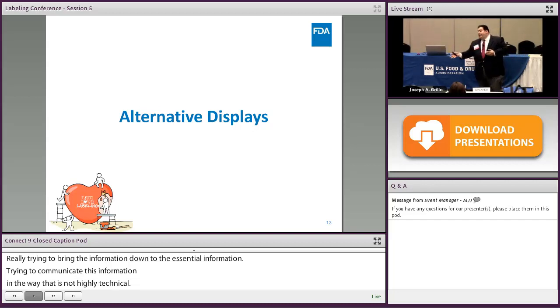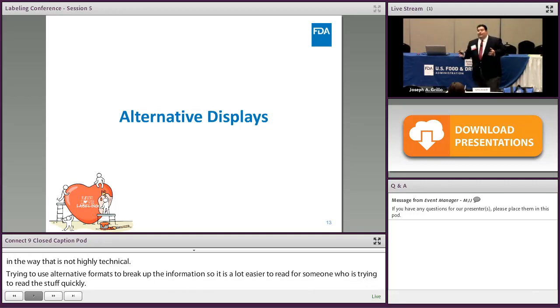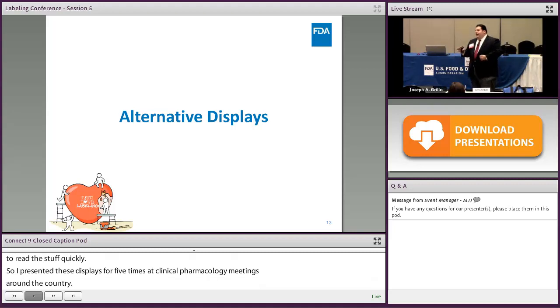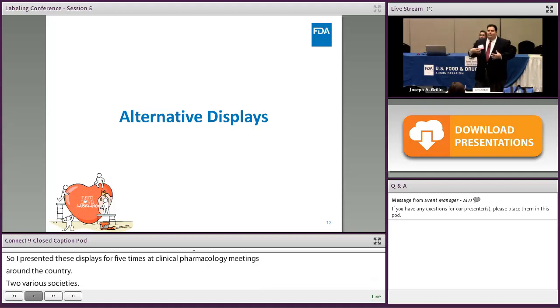So I presented these displays at least 4 or 5 times at clinical pharmacology meetings around the country, at various societies. And usually at the end, I'll get someone from the drug company who will come up and say, this is really interesting stuff. However, I'm a clinical pharmacologist. I don't really do labeling. I'll get a call once in a while. But you need to talk to the labeling people and tell them they need to do this.